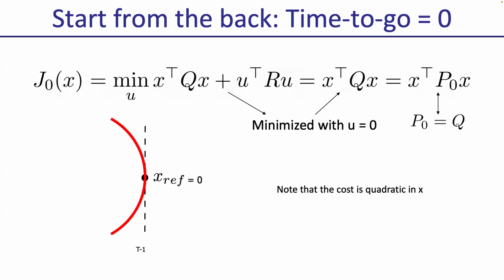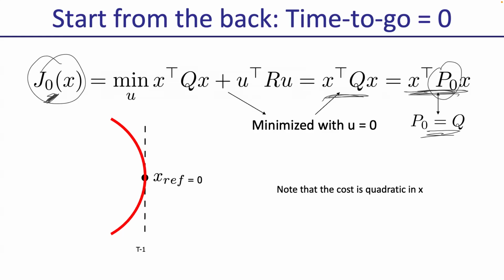Okay. So just for the sake of our recursion, we're going to call this term P naught. We're going to say our cost to go J naught at the last time step, this subscript is telling you how many steps you have to go. So when you have 0 steps to go, your cost is quadratic. It's X transpose QX, which you can write as X transpose P naught X, where P naught is the same as Q. These indices will just help us write a recursive equation. So that's our cost to go at the last step.